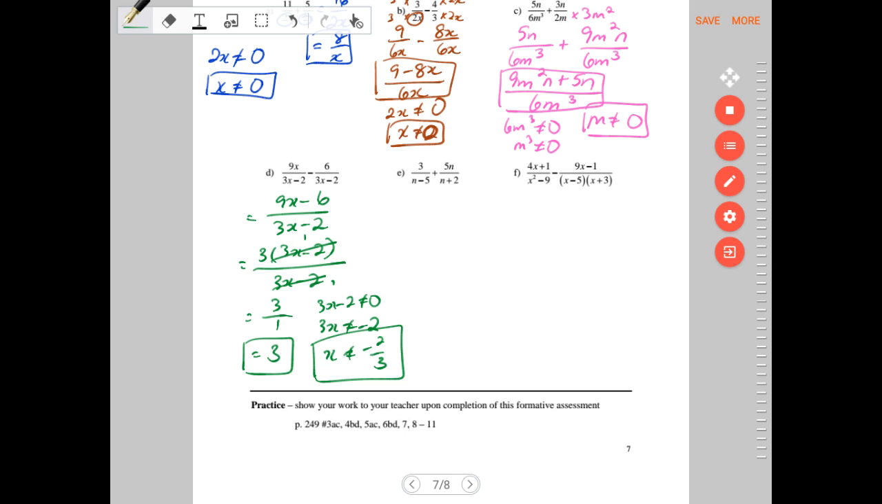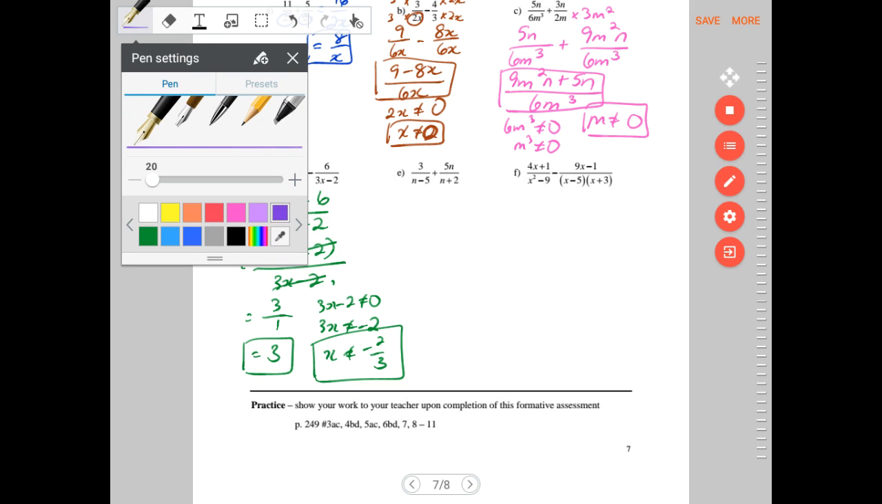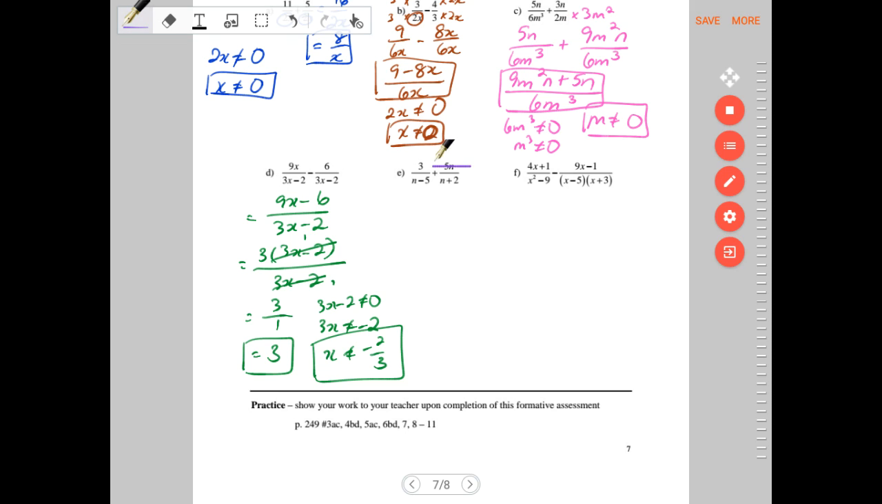Fantastic. All right, different color. I like purple. Here we go. In this example, the denominators are not the same, so I have to make them the same. Because they're both binomials, I'm just going to multiply those two binomials together. You don't actually have to FOIL them together. You can just leave them written side by side. So that would be n minus 5 times n plus 2, plus n minus 5 times n plus 2.